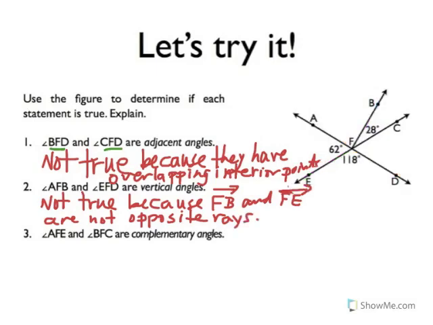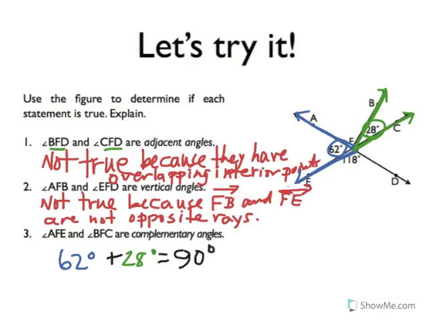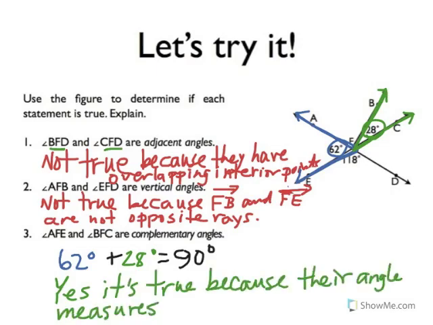And finally, are angle AFE and angle BFC complementary angles? Well, angle AFE is 62 degrees, and angle BFC is 28 degrees. And 62 degrees plus 28 degrees is 90 degrees. So yes, this is true because their angle measures total 90 degrees.